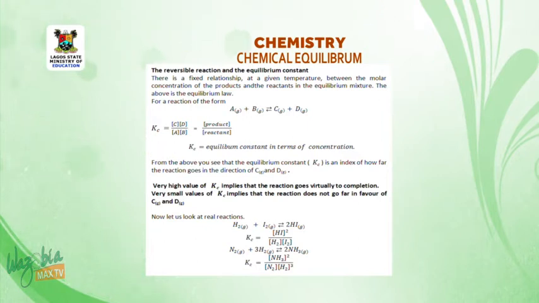Now, let us look at a real reaction. Hydrogen gas reacting with iodine to give 2 moles of hydrogen iodide. So the Kc can be written in the form: concentration of hydrogen iodide raised to the power of 2 over the concentration of hydrogen gas multiplied by the concentration of iodine.